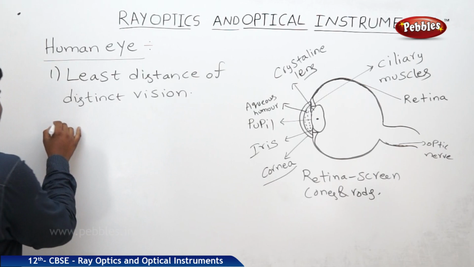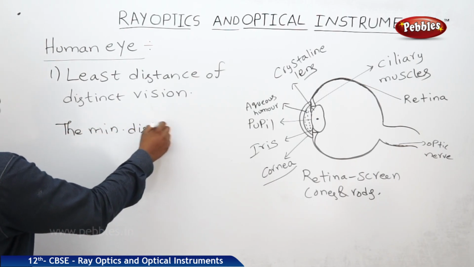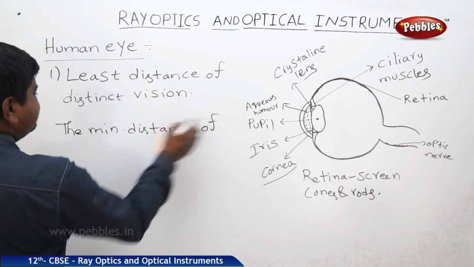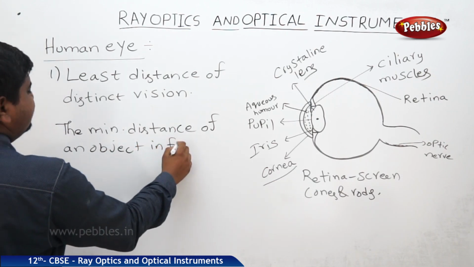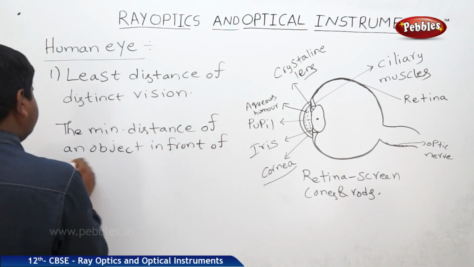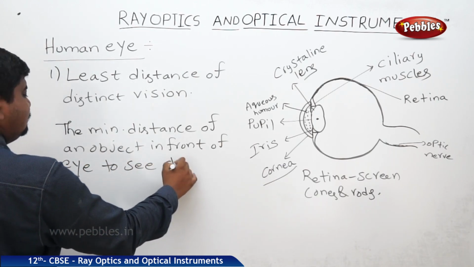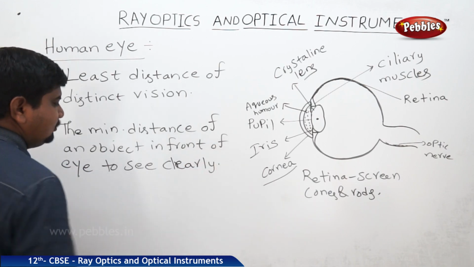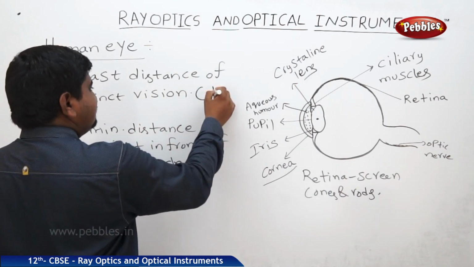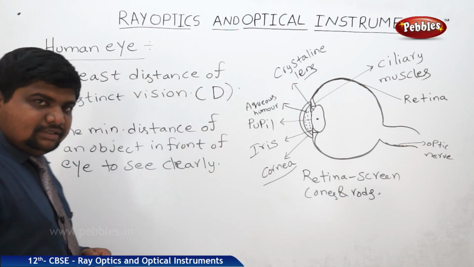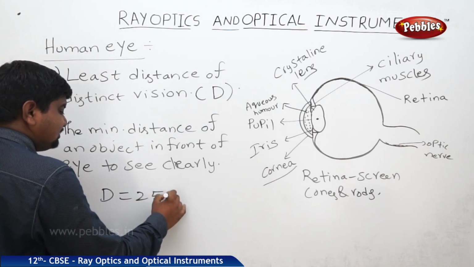The minimum distance of an object in front of the eye to see clearly is called the least distance of distinct vision. In scientific notation, it is denoted by capital D. For a healthy person at a young age, this D is 25 centimeters.